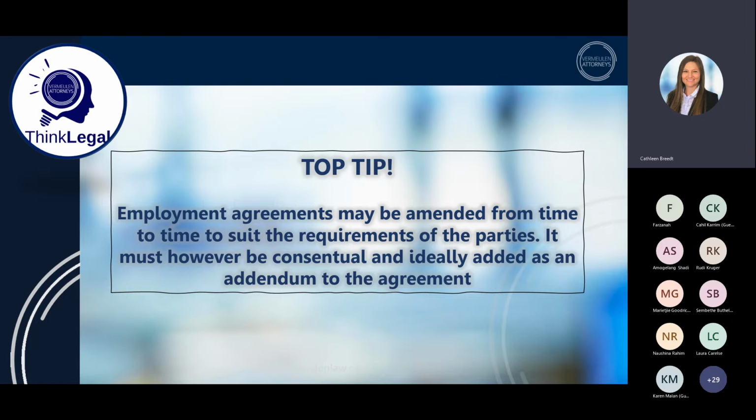So you can't go and one-sidedly change the agreement, let's say, to make the money less or to make the hours more. It has to be agreed between the parties. If it's not, then it could actually be something that can be referred to the CCMA. So don't go there. Make sure if you do any amendments to the agreement that both parties have agreed, put it in writing, add it to the agreement that is already in place.